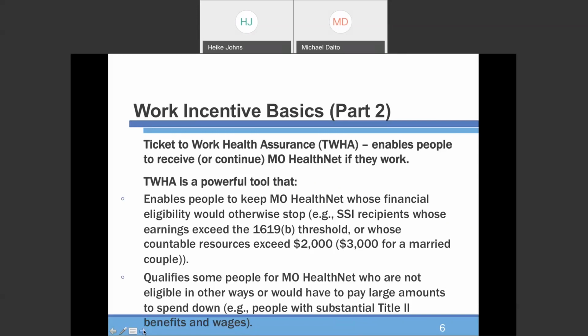So a person can keep Mo Health Net if, for example, they received SSI and their earnings go over the 1619B threshold, or their accountable resources went over the usual limit, $2,000 for an individual or $3,000 for a married couple. And people who would not otherwise be eligible for Mo Health Net, particularly people who get a substantial amount of Social Security disability or Title II benefits and wages, or who might otherwise have to pay large spend downs to get or keep Mo Health Net, may be able to use Ticket to Work health assurance.